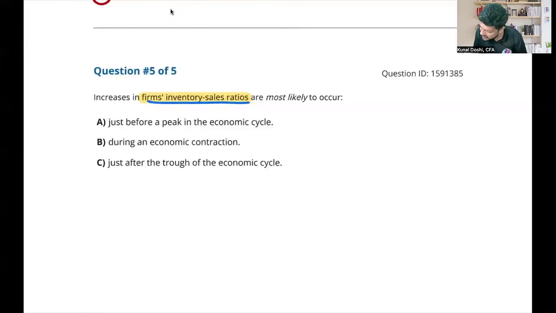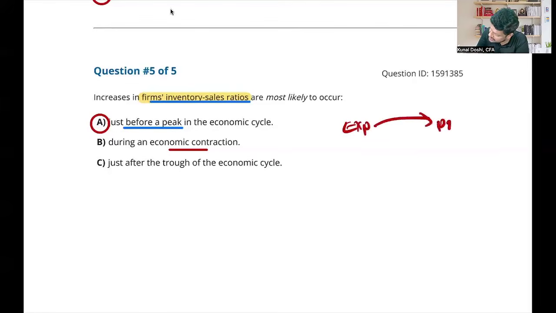So firms' inventory to sales ratio is most likely to rise just before the peak, correct? During contraction, no. Just after the trough, no. Understood? So when the economy is moving from expansion to the peak, this is where we will have the highest inventory to sales ratio. We have accumulated a lot of inventory. We have unsold inventory. Therefore, just before the peak, the inventory to sales ratio is highest.